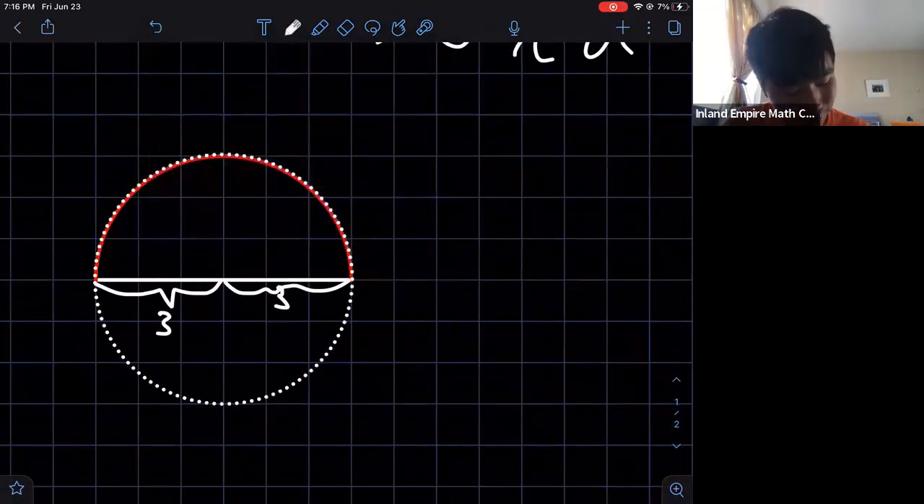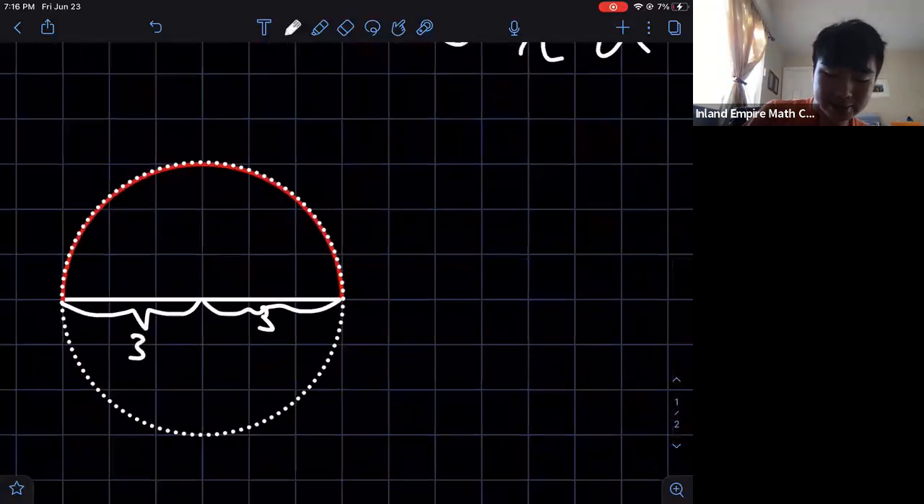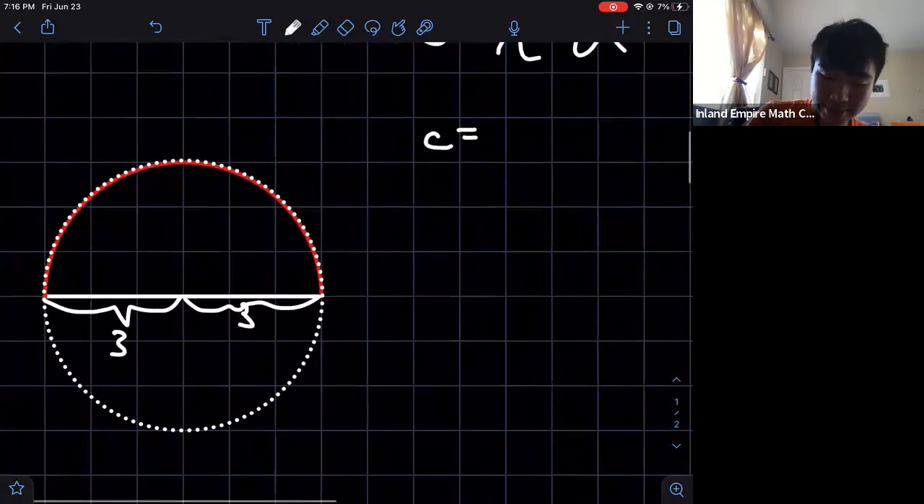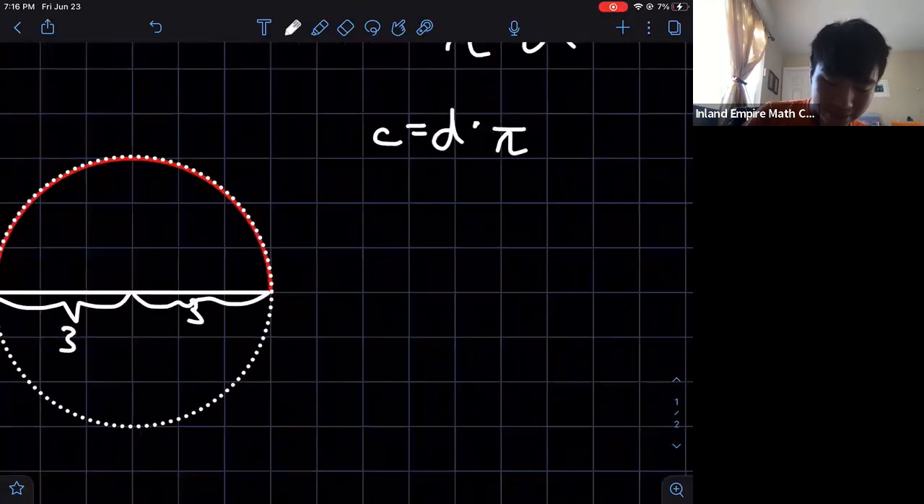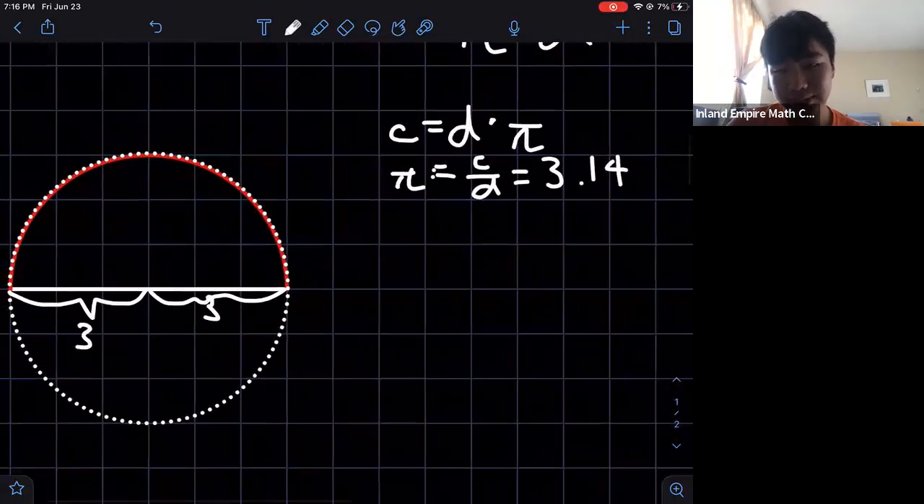So what is the circumference of this big circle? Remember that circumference equals diameter times pi, which we derive from the definition of pi, which is pi equals circumference over diameter, which is always going to be around 3.14. We can actually calculate the circumference based on the diameter using pi to a certain number of digits, using, well, a calculator.